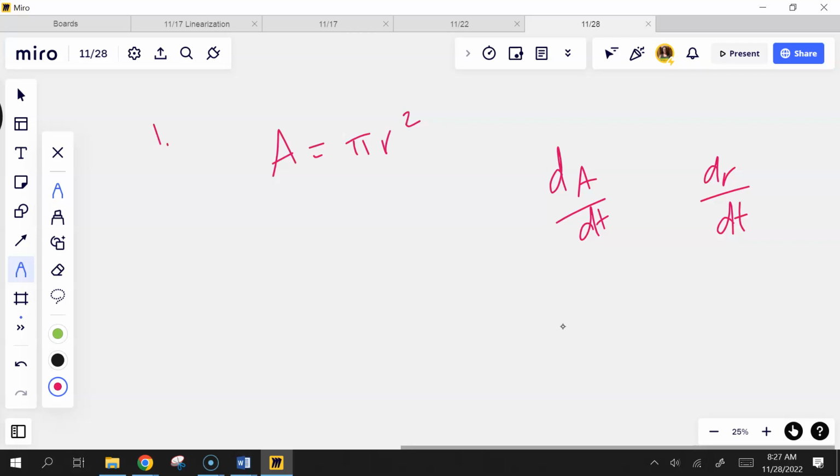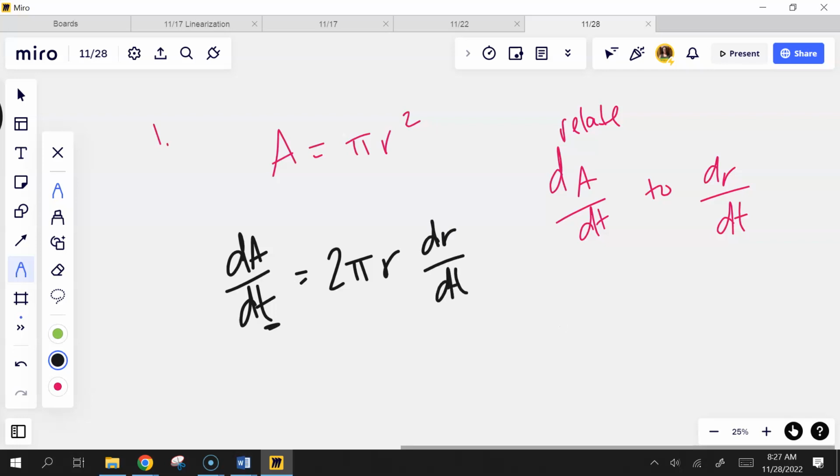Any ideas? We want to relate this to this. Well, what does the dA/dt equal? But with respect to t this time. It'd be 2 pi r. Now chain it, right? Because it's not with respect to r, it's with respect to t.